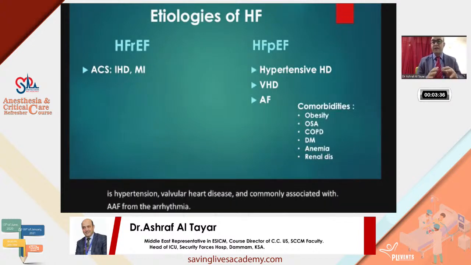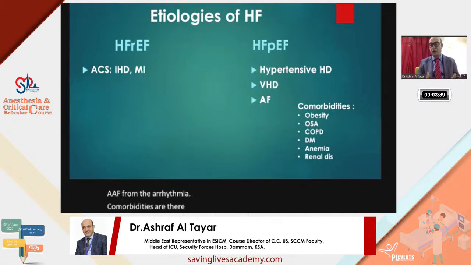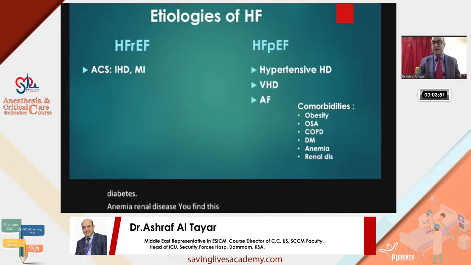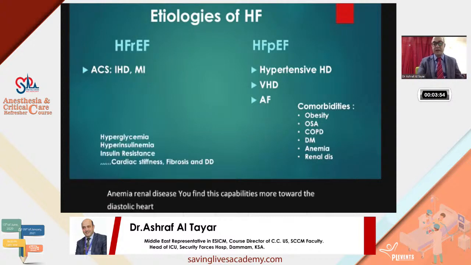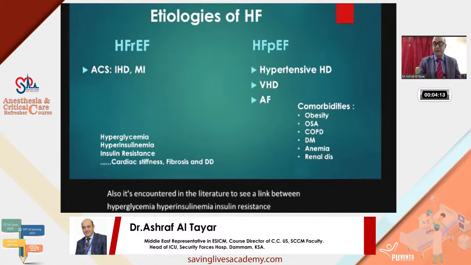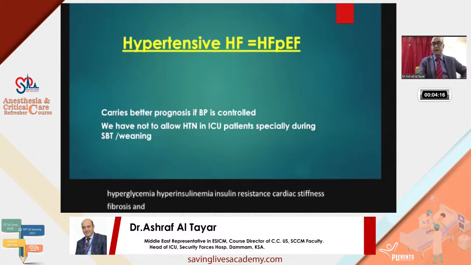Comorbidities are there in both types, but they are more common with obesity, obstructive sleep apnea, hypertension, as I mentioned, diabetes, anemia, renal disease. You find these comorbidities more toward diastolic heart failure than reduced ejection fraction heart failure. Also, it's encountered in the literature to see a link between hyperglycemia, hyperinsulinemia, insulin resistance, cardiac stiffness, fibrosis, and many other things that result in impairment of cardiac systole and diastole.